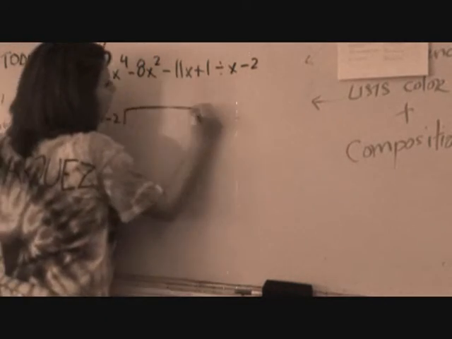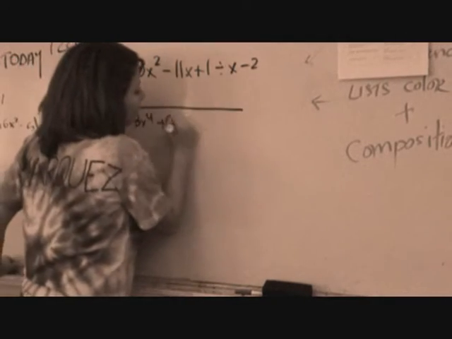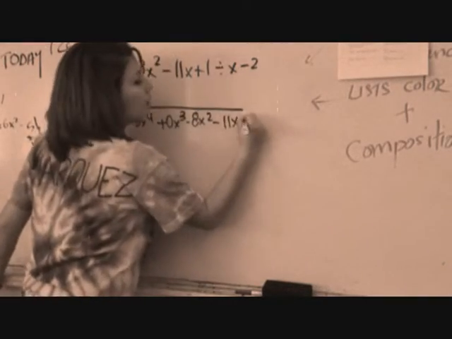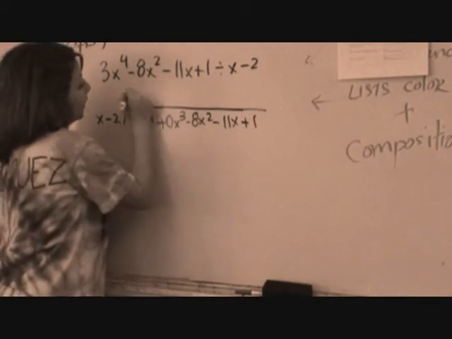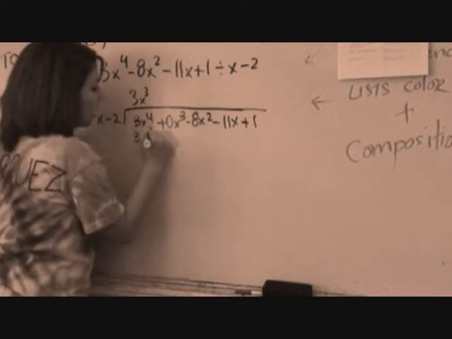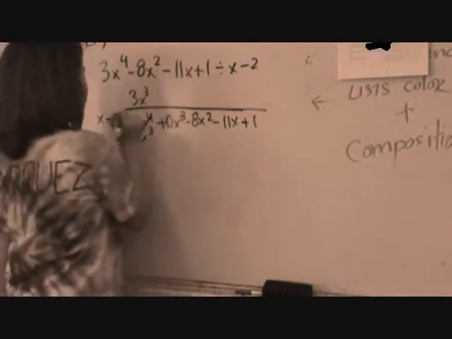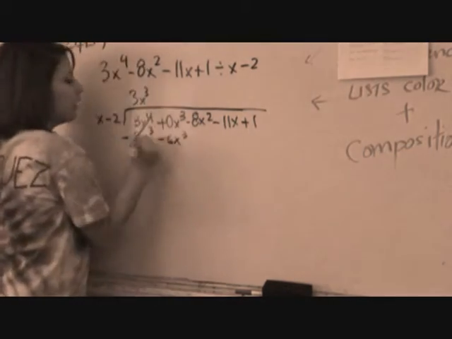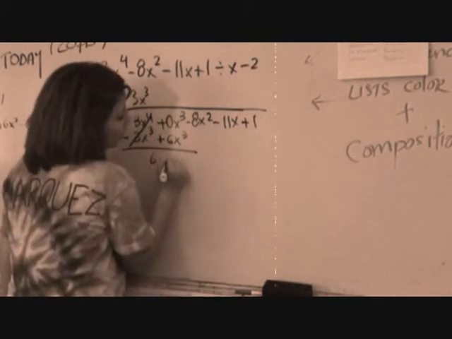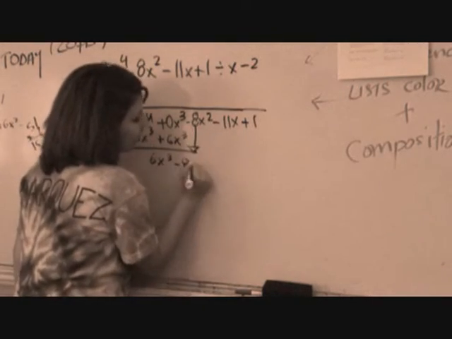You get x minus 2 divided into 3x to the fourth plus 0x to the third minus 8x to the second minus 11x plus 1. 3x to the fourth divided by x will be 3x to the third. 3x to the third times x is 3x to the fourth, which turns into a negative, so this cancels out. 3x to the third times negative 2 is negative 6x to the third, which turns to a positive. Then you get 6x to the third, then you bring this down, which would be negative 8x to the second.